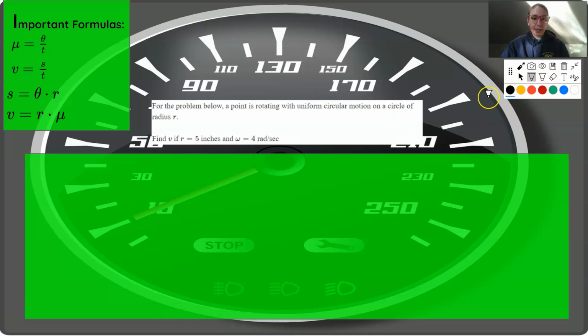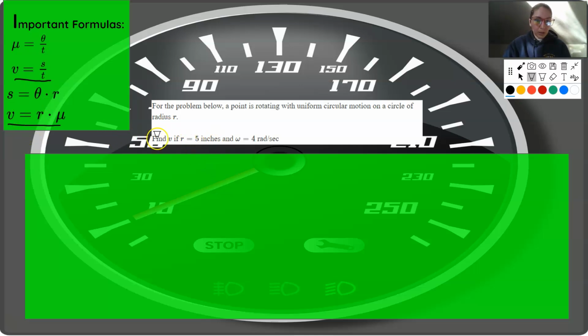So now let's look at this: we're rotating with uniform motion on a circle of radius r. Find v. So who finds us v? That'll find us v, and that'll find us v. So that's our first hint. We're looking for v, so we're probably going to use one of these two formulas.